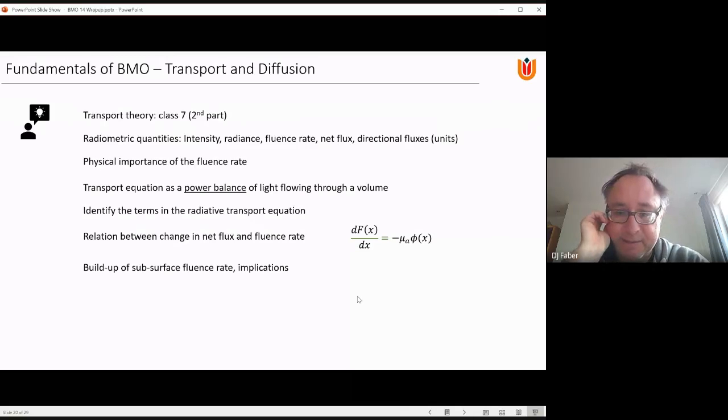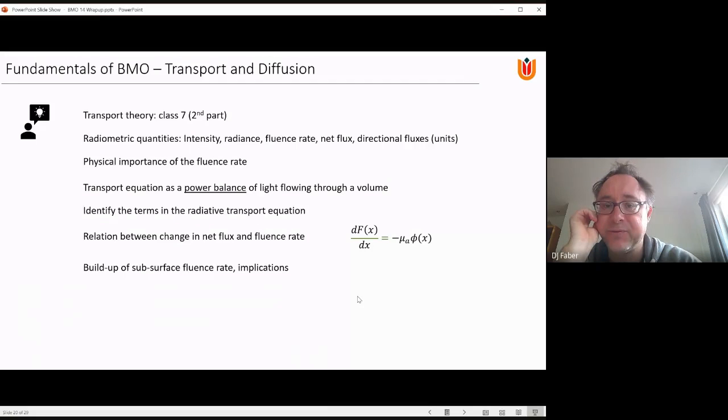So you can find that in the slides there, and I would like you to be able to identify the terms that go into that equation. So there are loss terms and gain terms: loss through divergence, loss through scattering, loss through absorption, and gain terms because light can also be scattered into the volume.